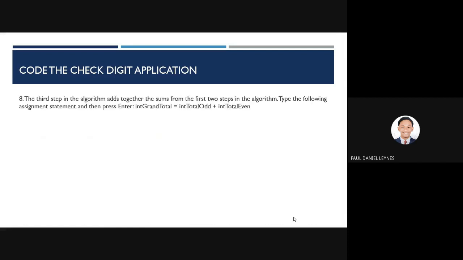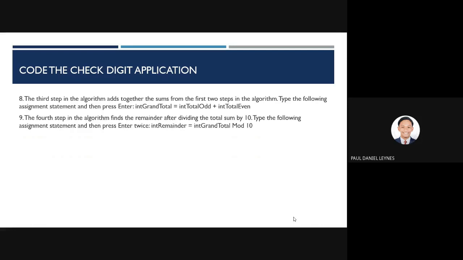The third step in the algorithm adds together the sums for the first two steps in the algorithm. Type the following assignment statement and then press enter. Int grand total is equal to int total plus int total even. The fourth step in the algorithm finds the remainder after dividing the total sum by 10. Type the following assignment statement and then press enter twice. Int remainder is equal to int grand total mod 10.